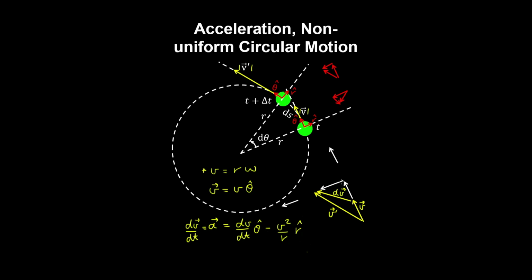And therefore the acceleration has a component that points towards the center of the circle, which is this component, and it also has this component which points in a tangential direction. So therefore the tangential component changes the speed, and the normal component changes the direction of the particle.